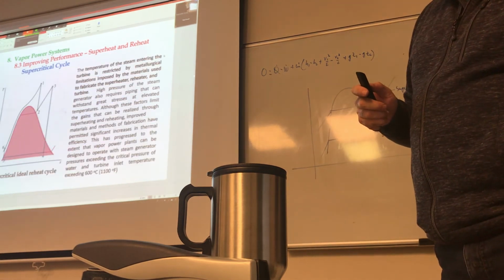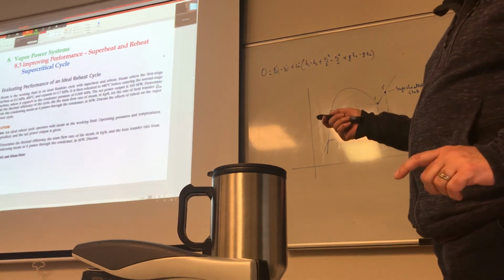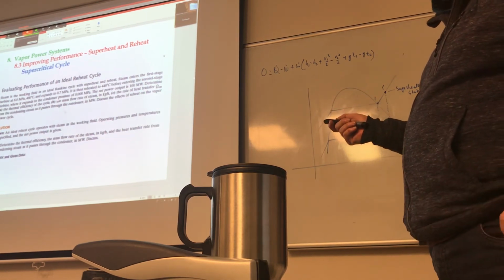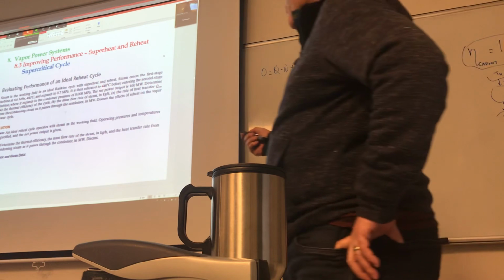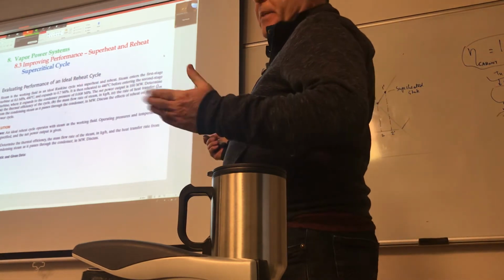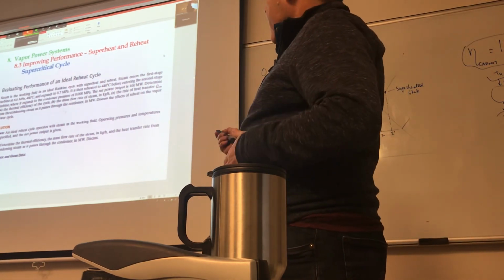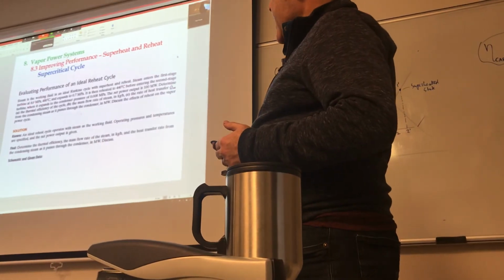So we just looked at this supercritical thing. Just look at one quick example. Steam is the working fluid in the Rankine cycle with superheat and reheat. So this will be another good example. Steam enters the first stage at 8.